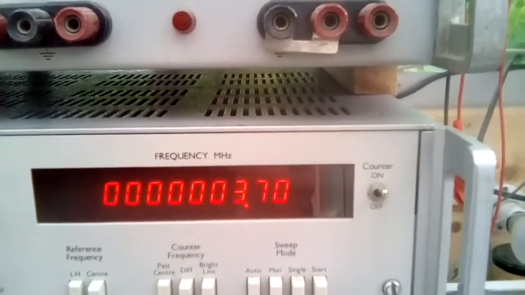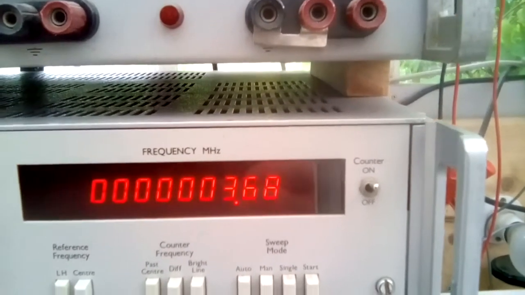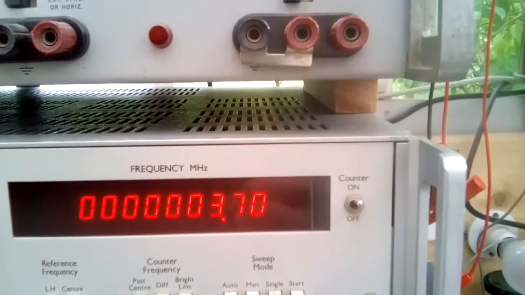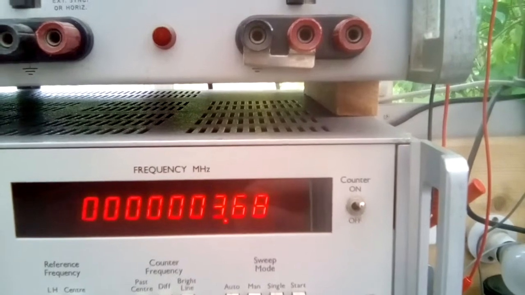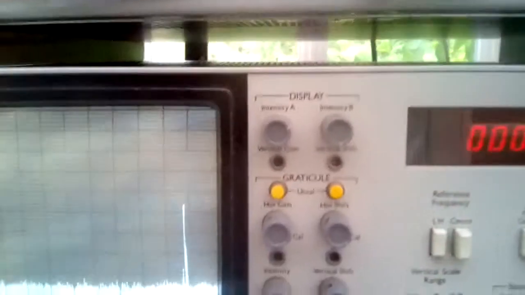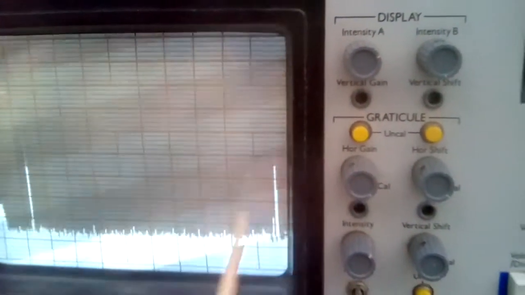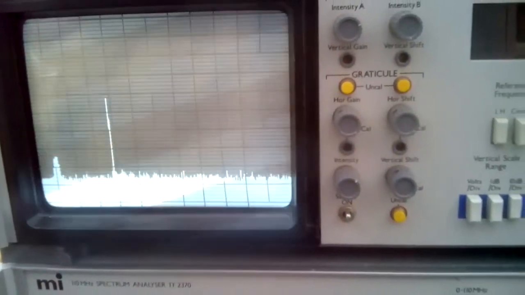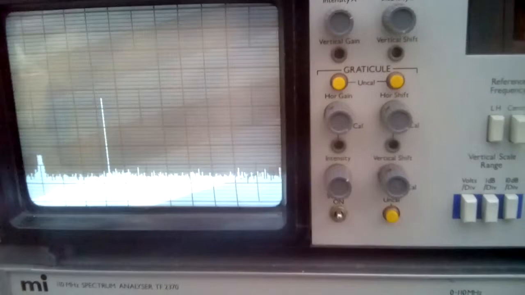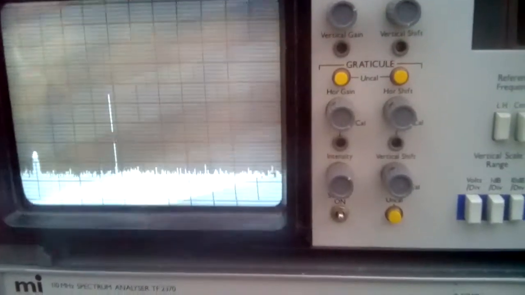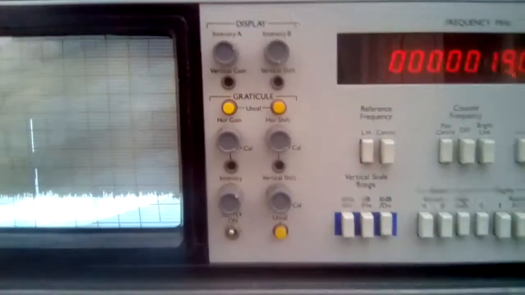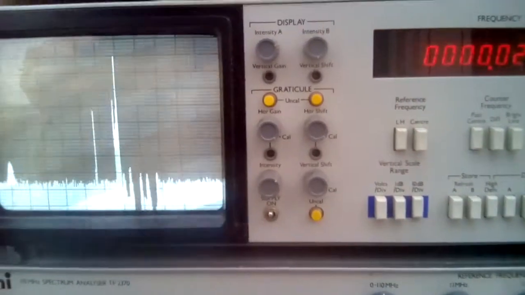And look at the counter. Oh, where are we? 3 megahertz. So yeah, we've still got these strange artifacts. I've tried looking at the back to see if the cables are plugged in as they should be. They are, they haven't been disturbed. Oh, I'm going to pop it on kilohertz a division.